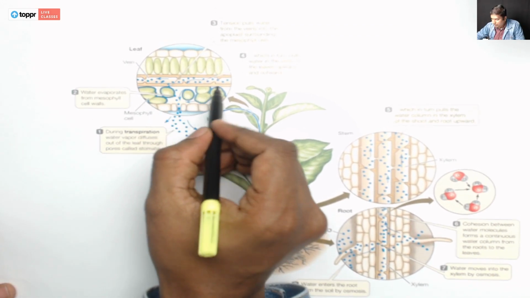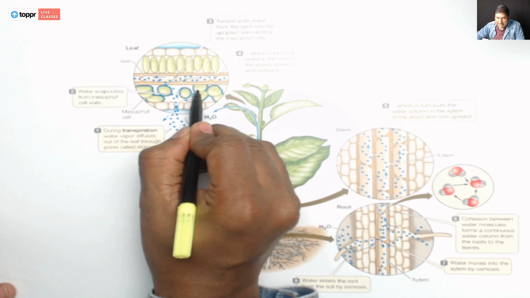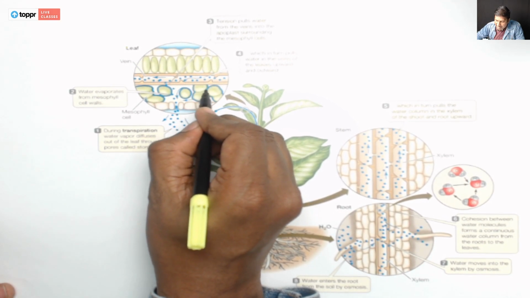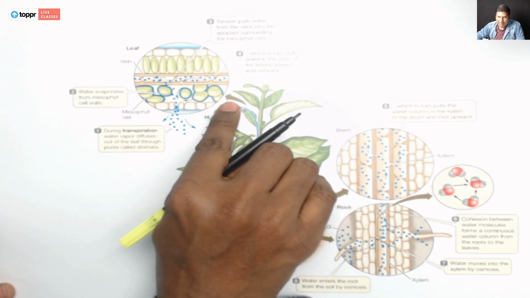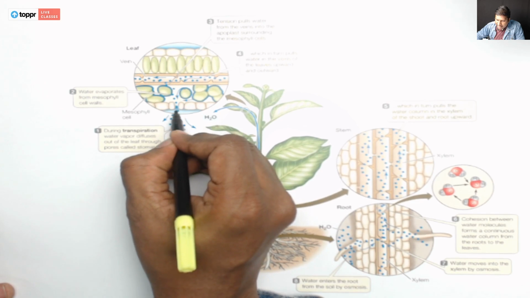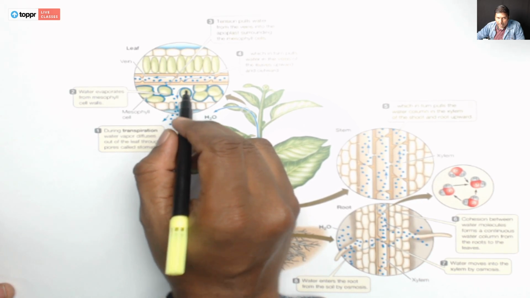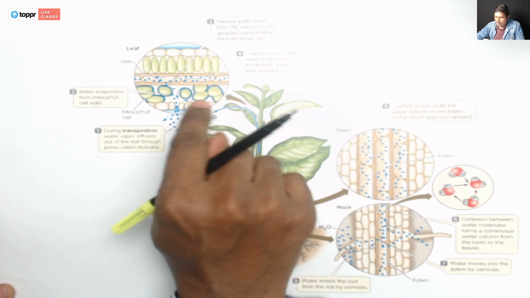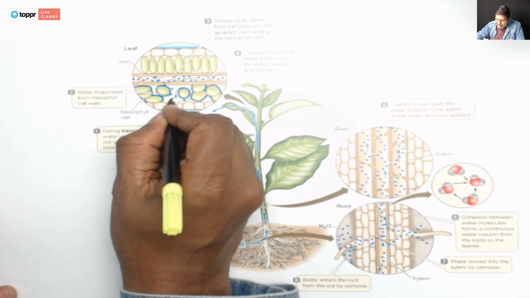So you see here, absorbed, and in the leaves these are the mesophyll cells. The green ones are your mesophyll cells. Surrounding the mesophyll cells you have water which is coming from the xylem. Now this water is getting evaporated. And I told you water has the adhesive as well as the cohesive property. Because of this there's a tension created here.